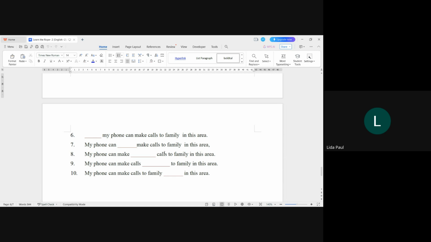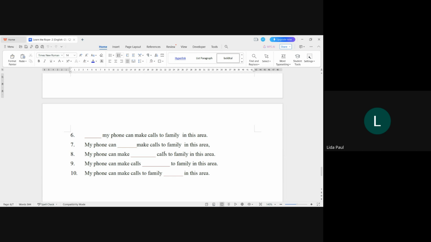So this is how you bring in one method of sentential stress, or stressing a certain part of the sentence: using a focus adverb right before it. Here we used "only," and the part that follows immediately after the focus adverb is the one that gets emphasized, or stressed. So, "Only my phone can make calls to family in this area." No other phones, only mine.